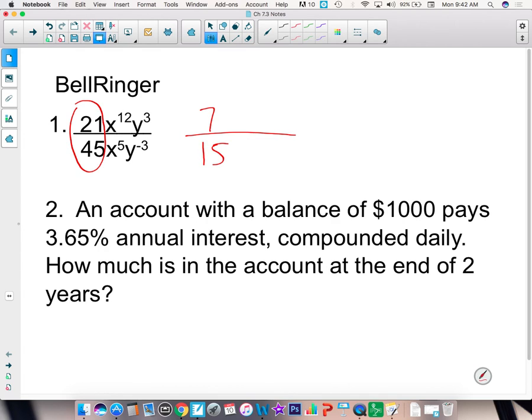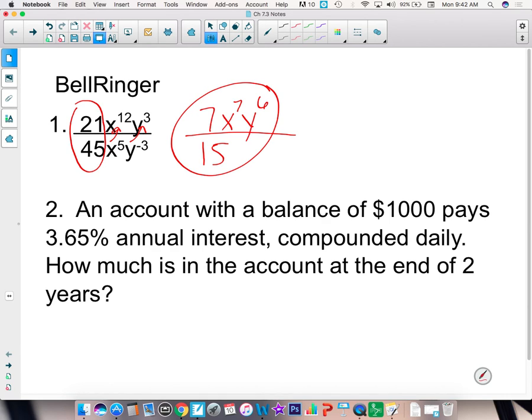And then for the x's, we move them to where the larger variable, or larger exponent, is. My larger exponent is on top there, so you move the 5 up and subtract. So it's going to be x to the 7th. And then for my y's, my bigger one is on top, so I'm moving them up. We have y to the 6th. That's your answer.